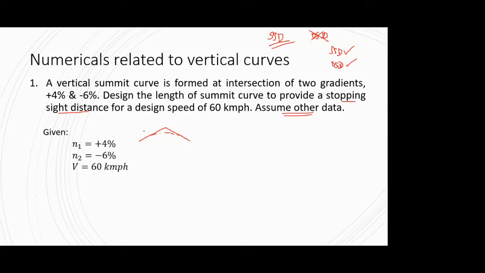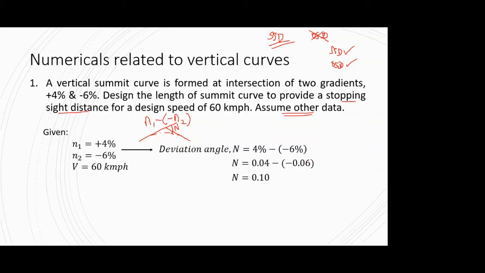From this N1 and N2, what you can find out is the deviation angle N, and we have seen that the deviation angle is nothing but the algebraic difference of your gradients. Here the gradients are given in percentages, 4%. So it will be N1 minus N2, because N2 is a down gradient, and a down gradient has a negative sign. I've simply converted the percentage into decimal. So 0.04 minus of minus 0.06, and you get N, the deviation angle, as 0.1.